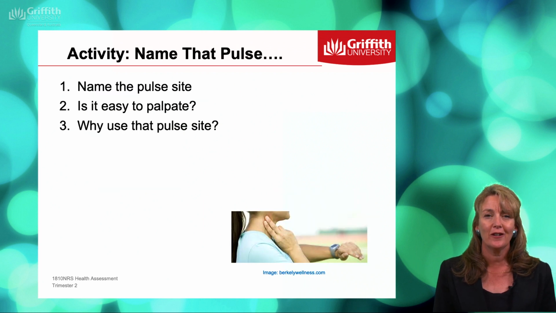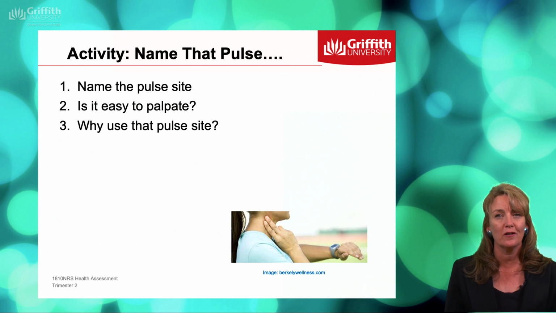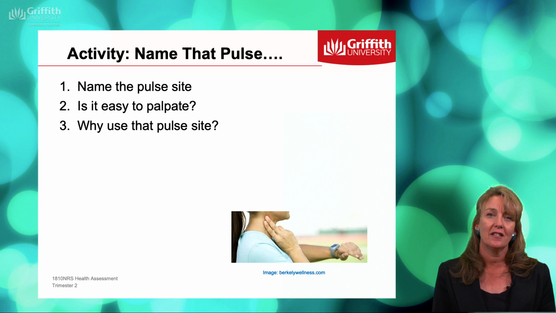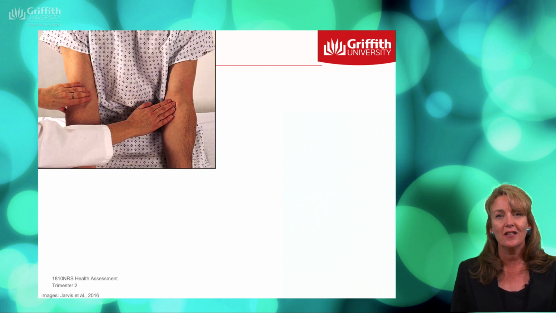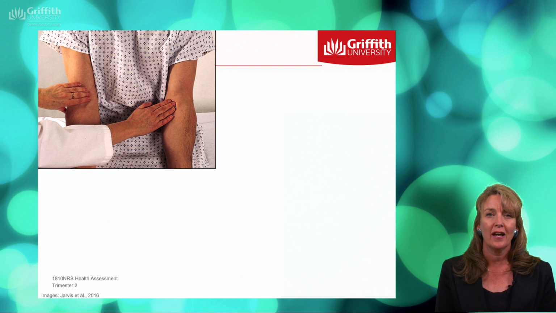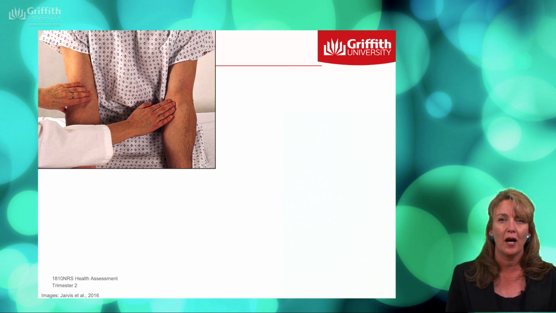So now we're just going to go through a quick activity, the different pulses of the body with some pictures. I'm just going to cover if it's an easy pulse to palpate, and why we would use that pulse site, or when we use these pulse sites. So this is the brachial pulse, and this one is very useful for when you're taking a blood pressure.